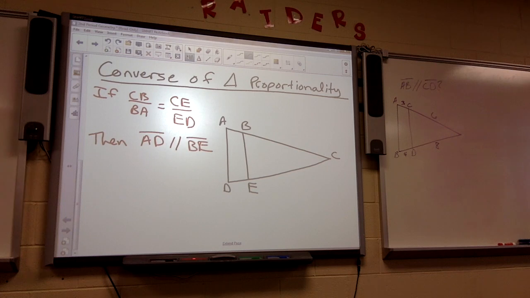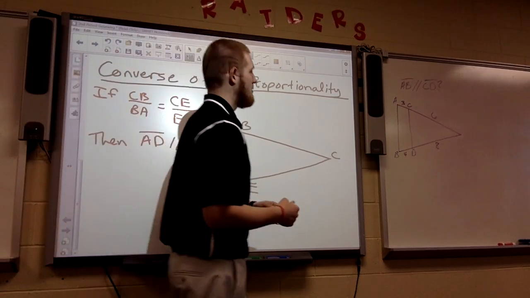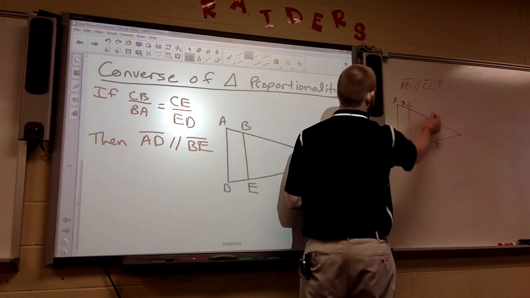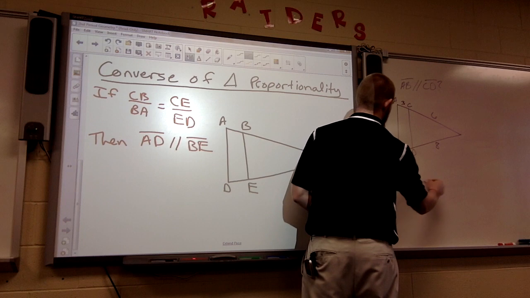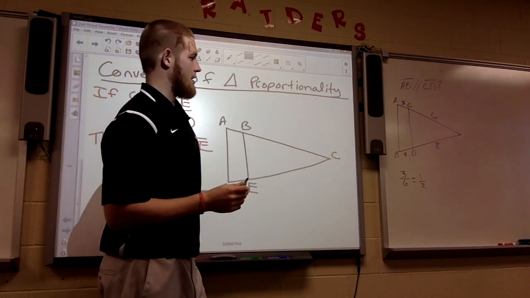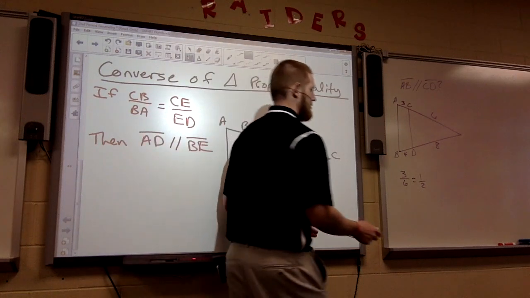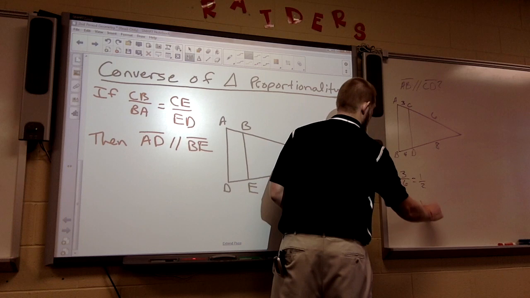Okay, Aaliyah says yes. How'd you figure that out, Aaliyah? Okay, so you did 3 over 6, which is what? Okay, so we reduced that one to 1/2. Okay, and the other one was what? 4 over 8, which reduces to 1/2.